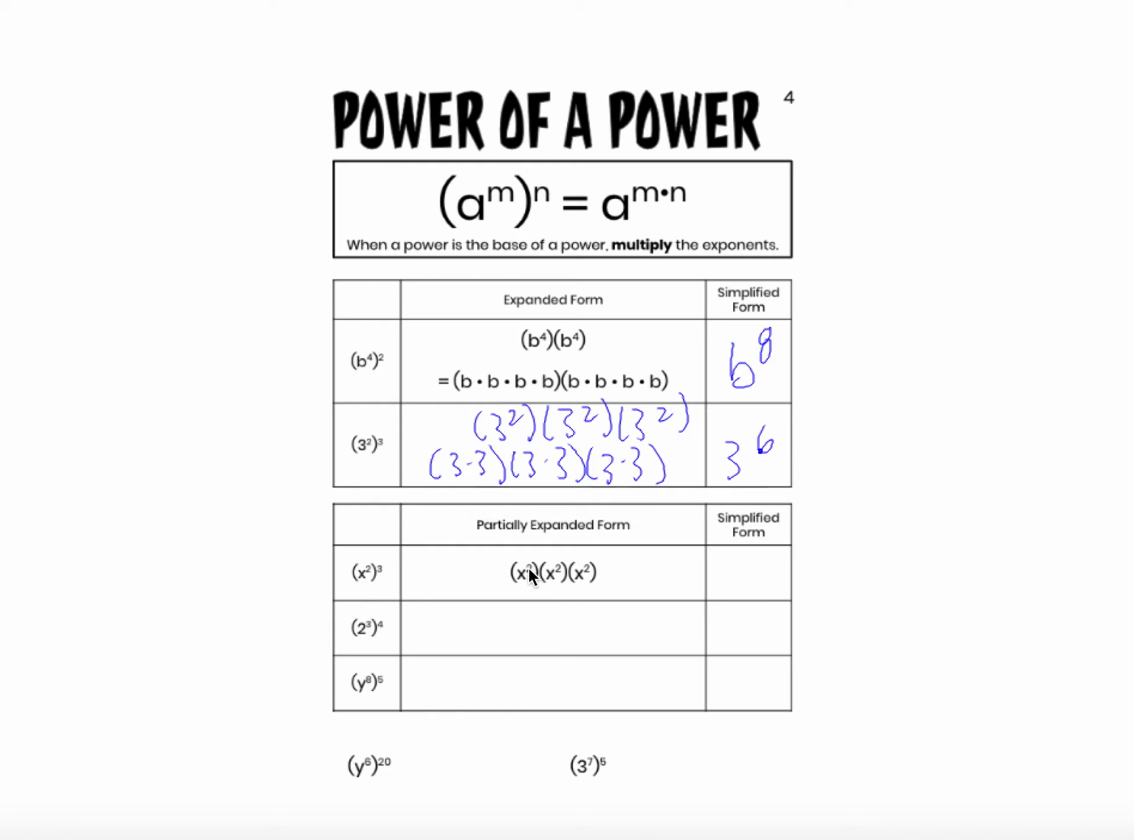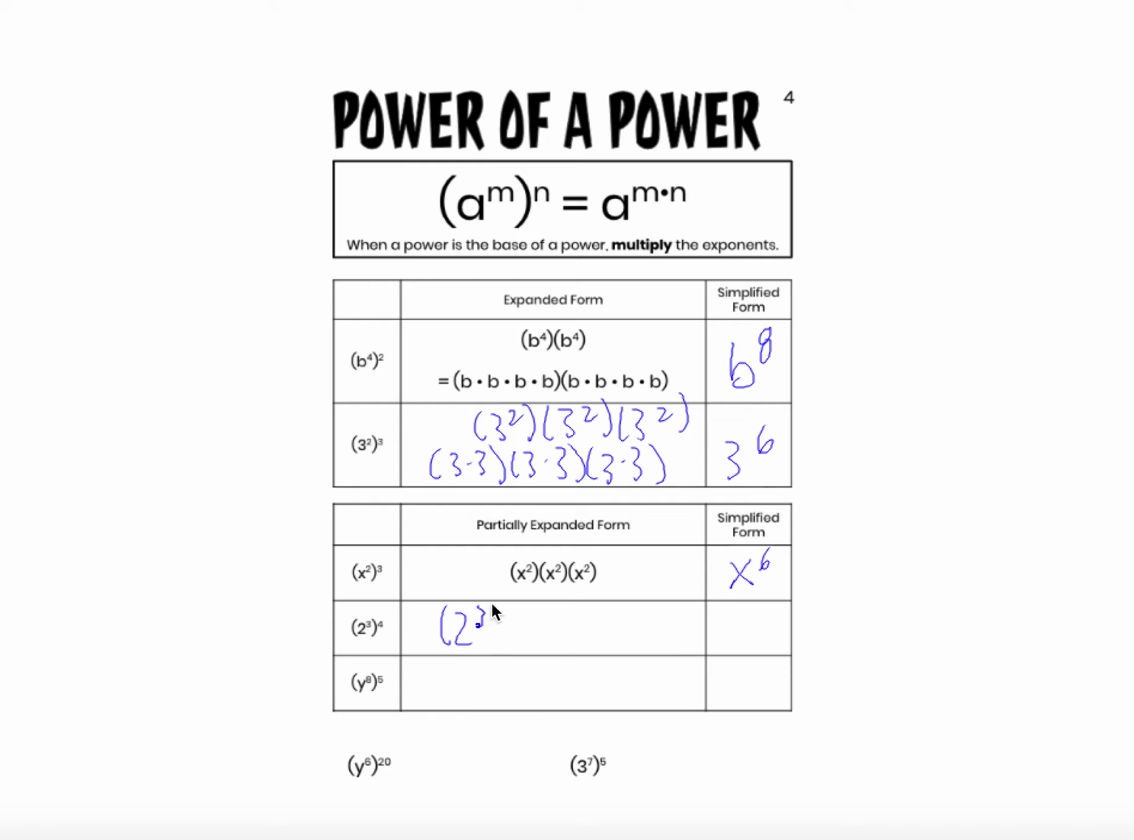So x squared to the third is x squared times x squared times x squared. That hopefully is enough to help you remember how to fully simplify. I wasn't asking you to write it in fully expanded form, just partially expanded. So x squared times x squared times x squared is just x to the 6th, which is 2 times 3.